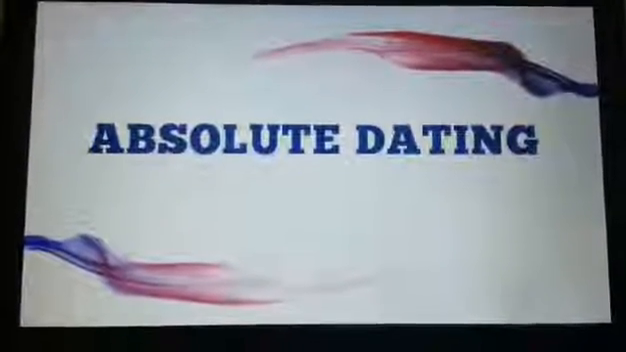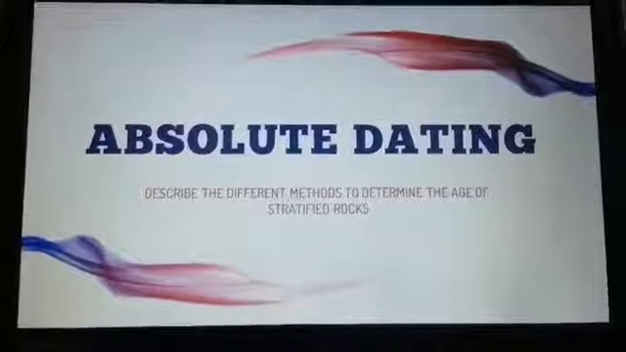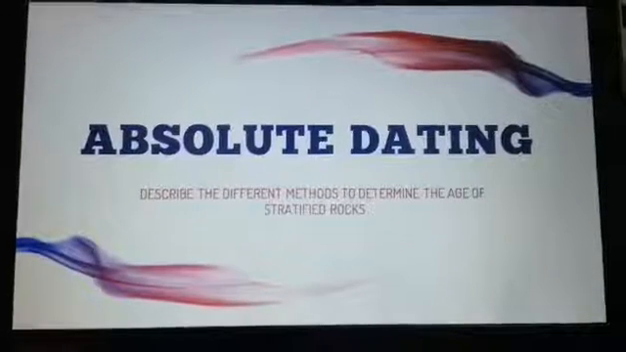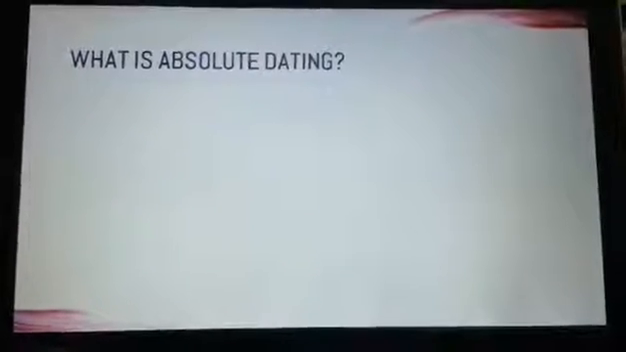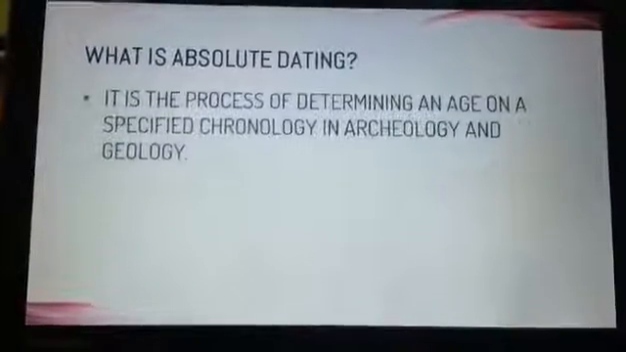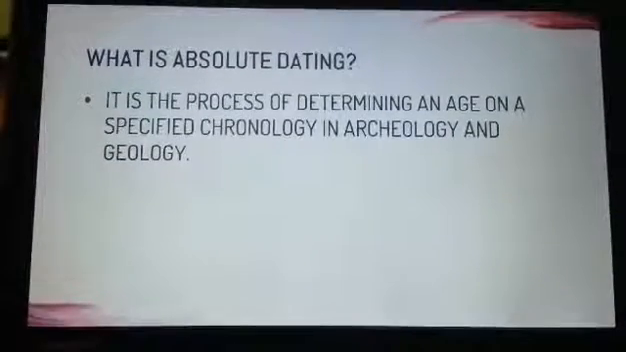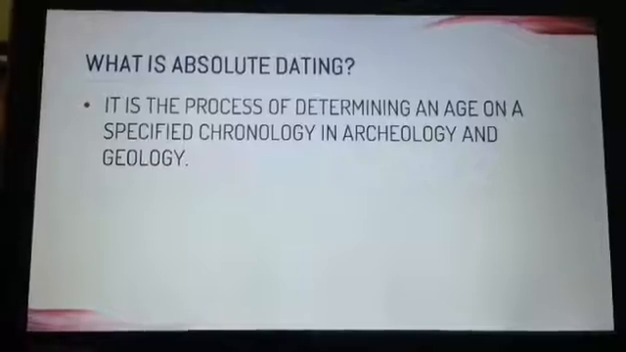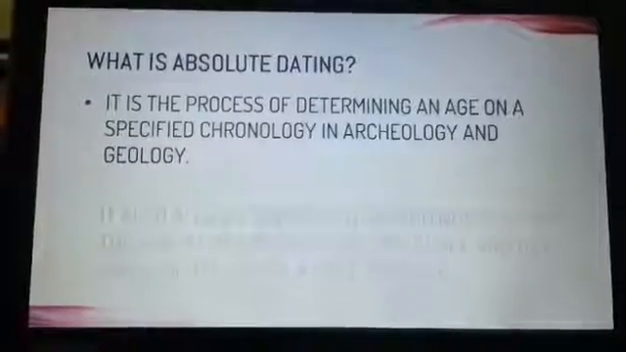So for today's topic, we're going to talk about absolute dating. Describe the different methods to determine the age of stratified rocks. What is absolute dating? It is the process of determining an age on a specified chronology in archaeology and geology.